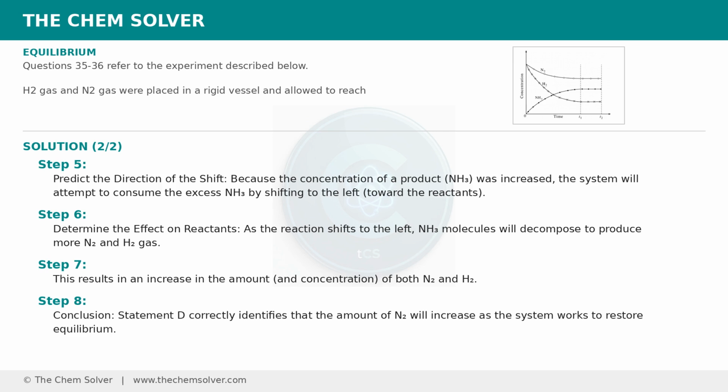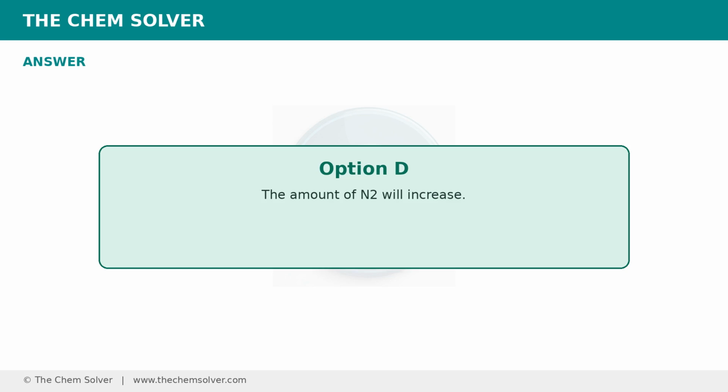Conclusion. Statement D correctly identifies that the amount of N2 will increase as the system works to restore equilibrium. The correct answer is option D. The amount of N2 will increase.